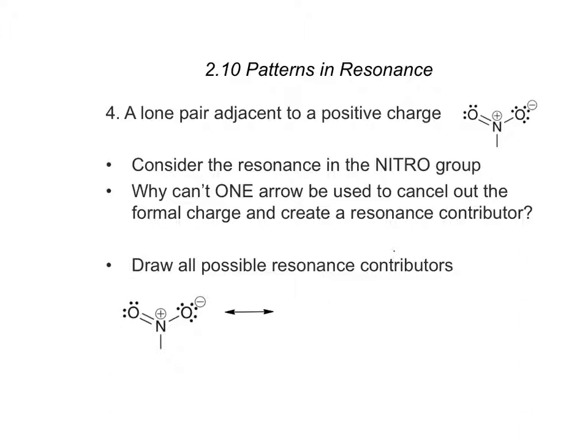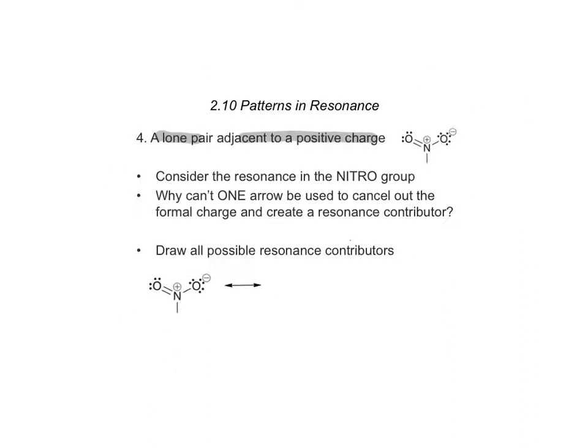Okay, so I did put this slide in, and I'm just going to go over it briefly, right? We're talking about our resonance pattern where we have a lone pair that is adjacent to a positive charge, right? And for the ones that we've looked at thus far, these have only used one arrow to draw our resonance structure. And I'm going to introduce you to one little exception to that rule, and it's this functional group. This is called the nitro functional group.